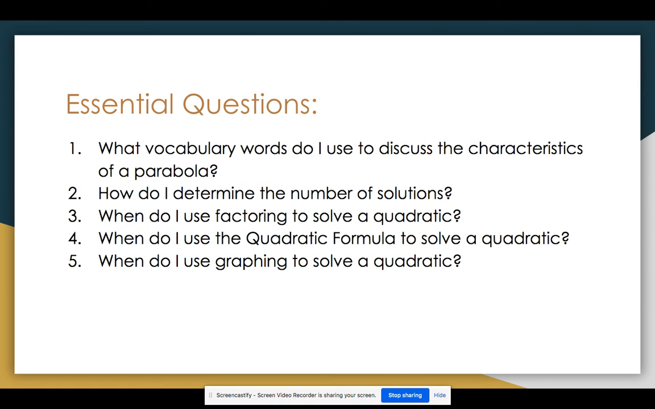So some essential questions for this unit are what vocabulary words do I use to discuss the characteristics of a parabola, and how those vocabulary words relate to the characteristics that we talked about in absolute value. How do you determine the number of solutions a quadratic has, and what exactly that means? The best case to use factoring to solve a quadratic, the best case to use the quadratic formula to solve it, and the best case to use graphing.